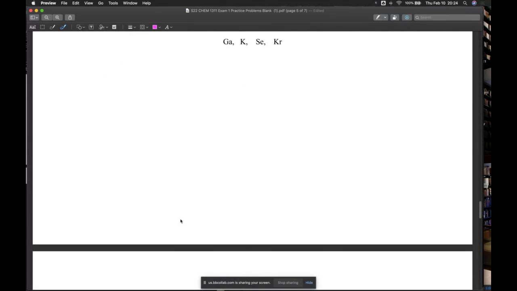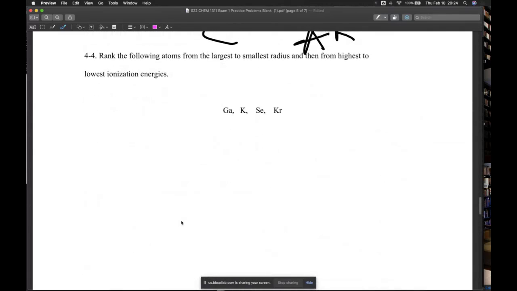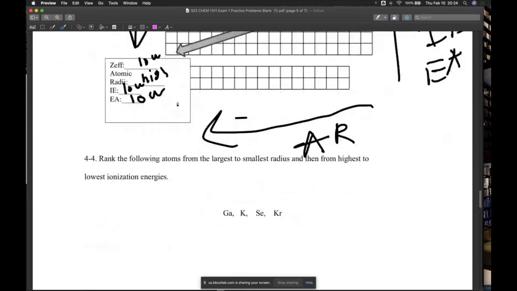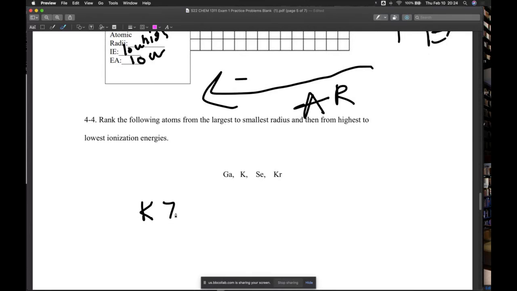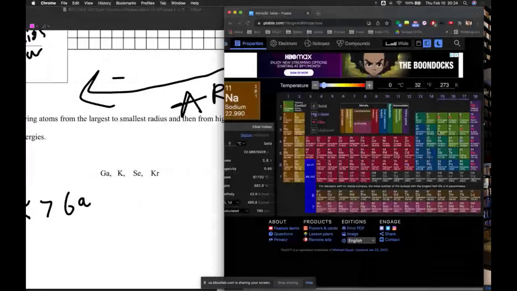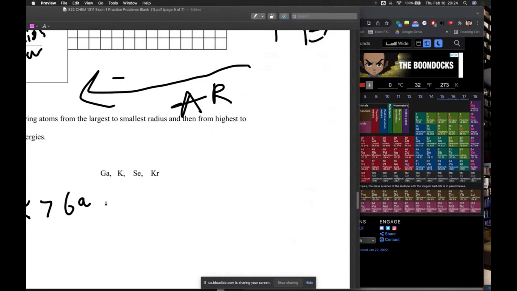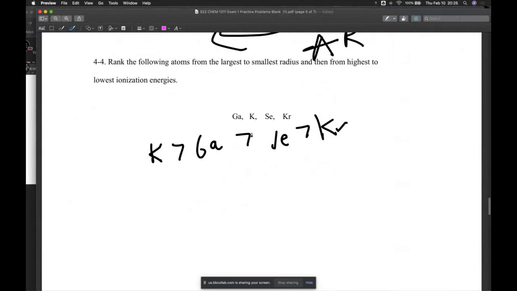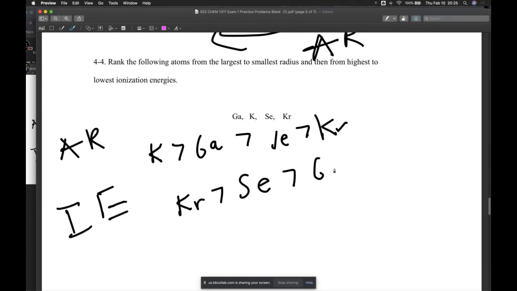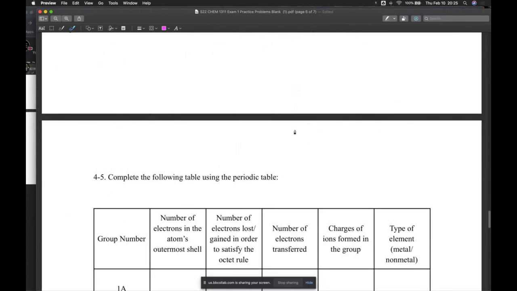Problem 4-4, rank the following atoms from the largest atomic radius. If we look at the periodic table, K is right over here, so that's going to be the largest radius, and then gallium, because if I remember correctly, gallium is right there, and then selenium is right there, and then we have Kr, which is that one. If we're ranking by ionization energy, it's the opposite trend. Atomic radius is always the oddball. So ionization energy is Kr, Se, Ga, K, and notice how it's just a flip. Atomic radius will always be the odd one out.